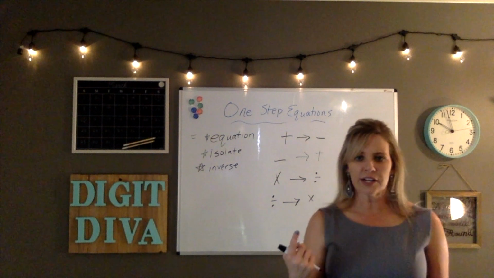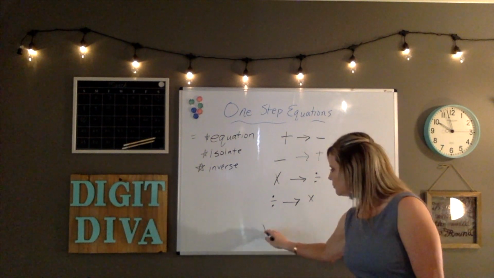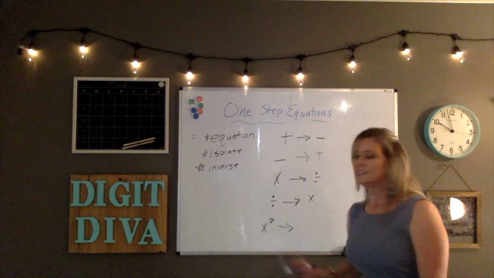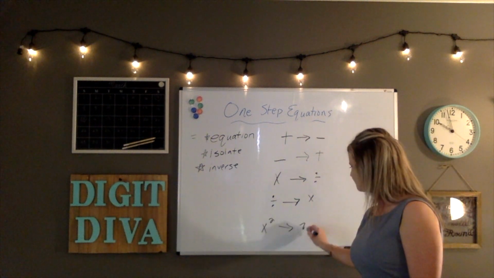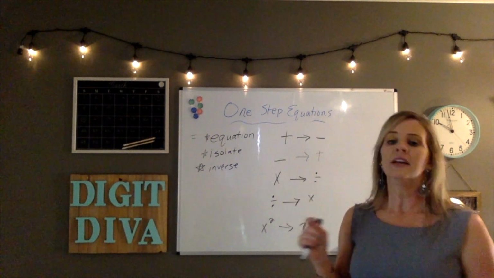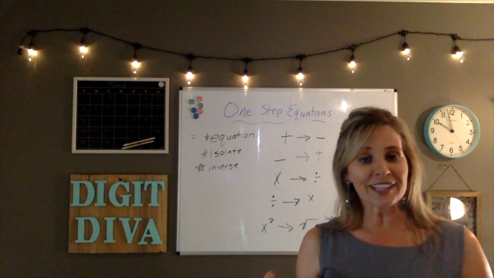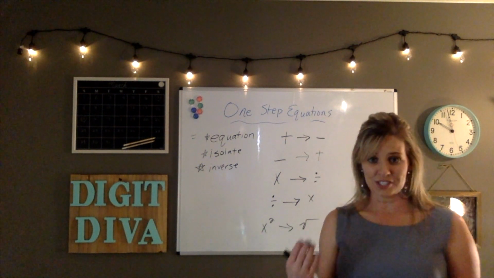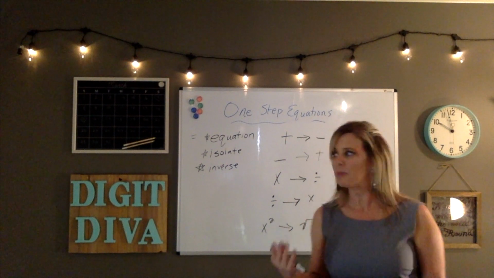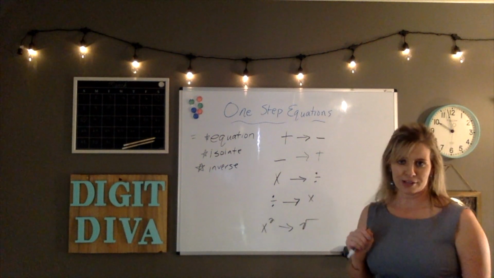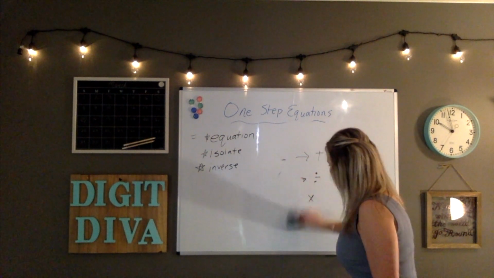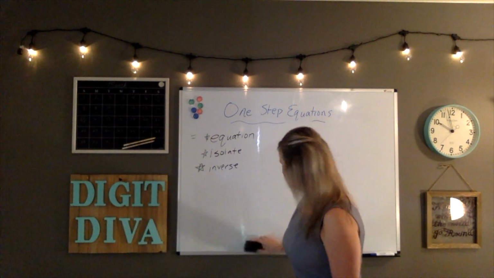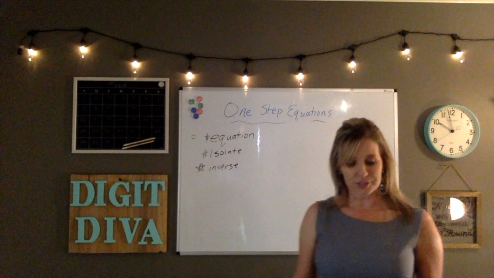There's one more that I'd like to throw in there, and that is simply if you square a number, to undo a number being squared, you simply take the square root. So these are the basic inverse operations that you're going to run into during your equations: one-step, two-step, multi-step. So let's practice solving some equations using the inverse operations.